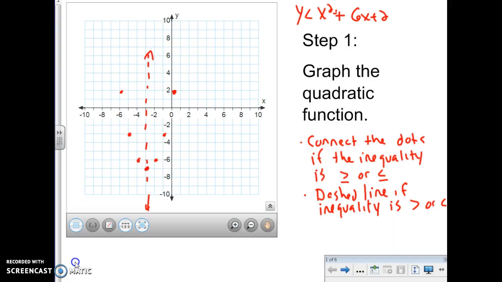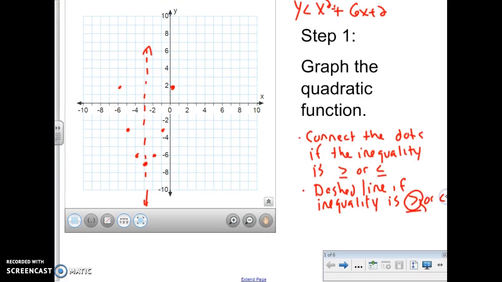Now I'm going to connect the dots. There's two ways I can do that. I can do a solid line or a dashed line. I'm going to do a dashed line because my inequality is just less than. So I'm going to do a dashed curve.